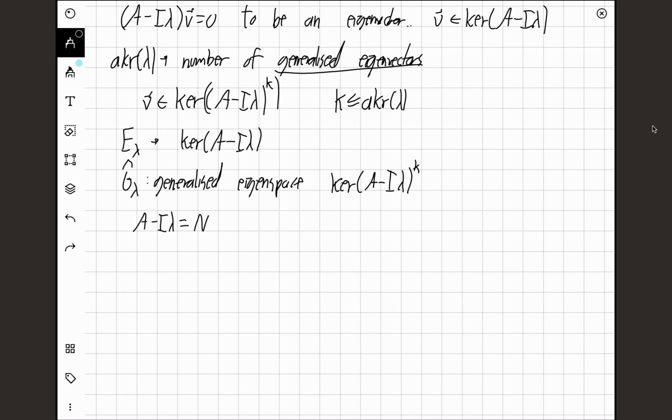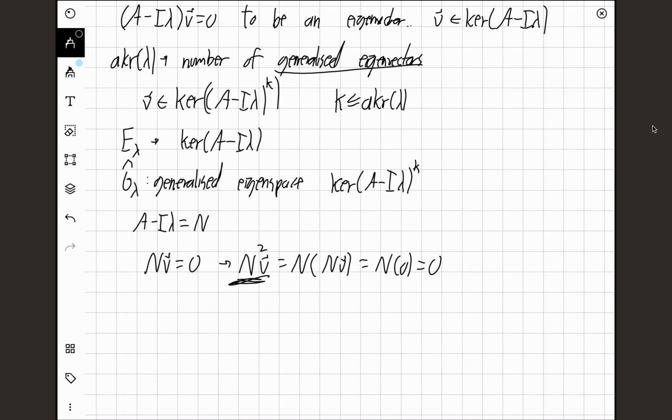And now again, if v is an eigenvector, that means n sends v to 0, because v is in the kernel of A minus I lambda. So that is all well. But now, what about n squared? Let's look at n squared. Well, if we apply n squared to v, that's the same thing as n times nv. And again, n sends v to 0, so this is just n times 0, and that is 0, because every matrix sends the zero vector to 0. Which means if v is in the kernel of A minus I lambda, then it will also be in the kernel of A minus I lambda to the power of k, which means the eigenspace is a subspace of the generalized eigenspace.